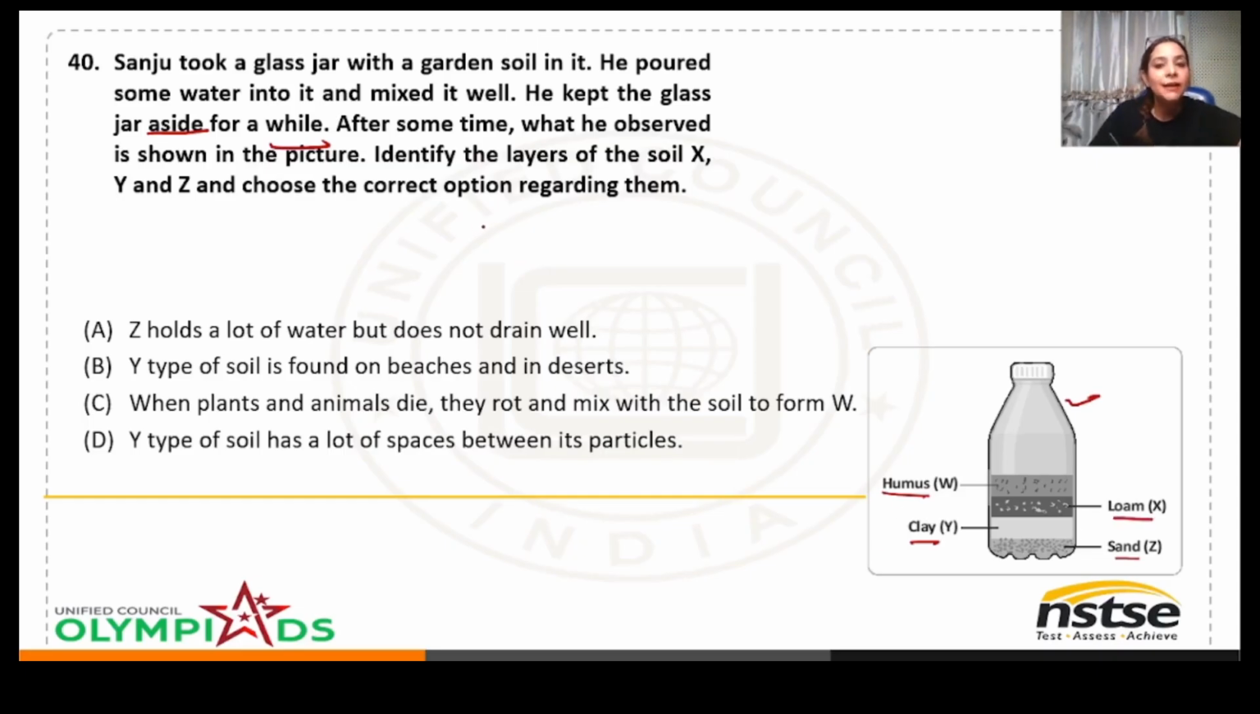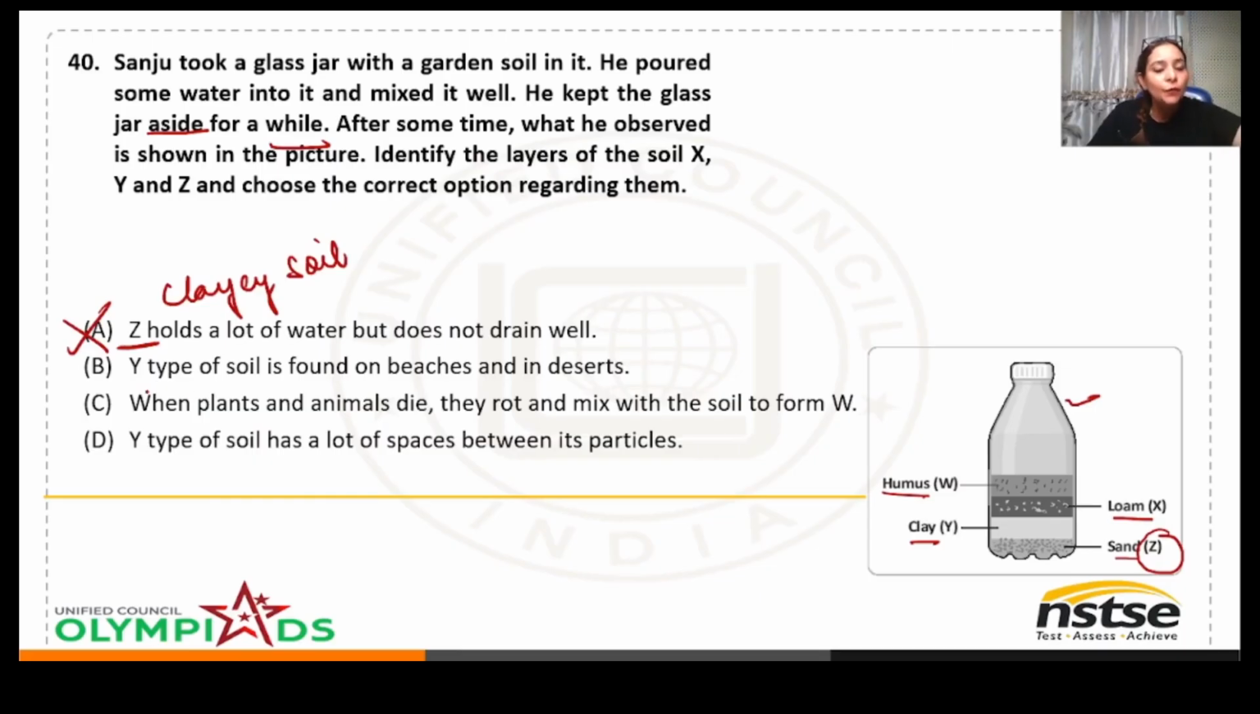We need to identify the soil layers X, Y, Z, and choose the correct option regarding them. Option A says Z holds a lot of water but doesn't drain well. Z, that means we are talking about this part. The soil which holds a lot of water is clay soil. It's not a sandy soil. So this is not a correct option.